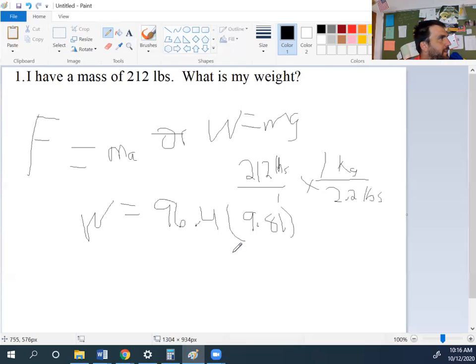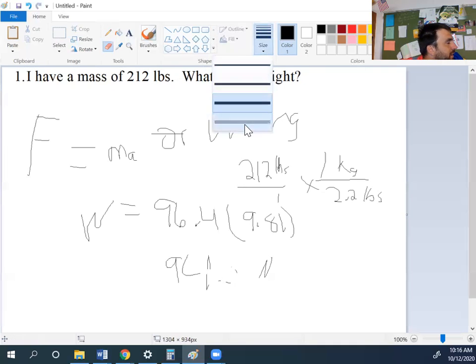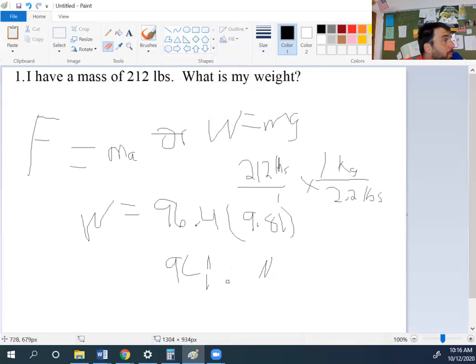945 newtons. 946. Dang it, Drew. You're an embarrassment. I have to get out my little teeny tiny eraser. Look at how big that eraser is. It doesn't increase it that much. So 946 newtons. So I have a weight of 946 newtons.